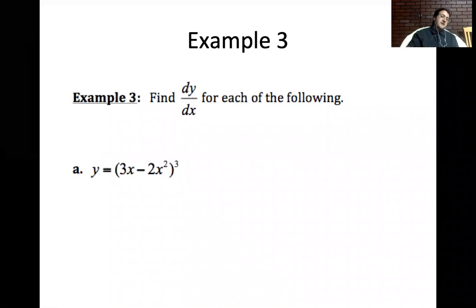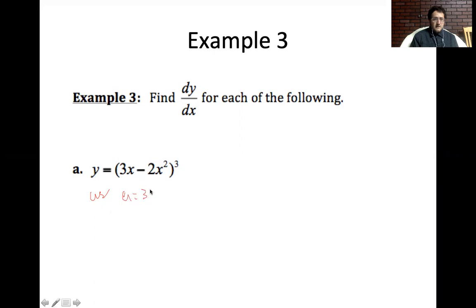All right, let's do another one. So here, I'm going to write my u. My u is what is inside of the parentheses. And then my du is going to be 3 minus 4x. So then I'm going to take my derivative. Well, I want to make sure that I'm writing this in terms of u first. So this is y equals u cubed.